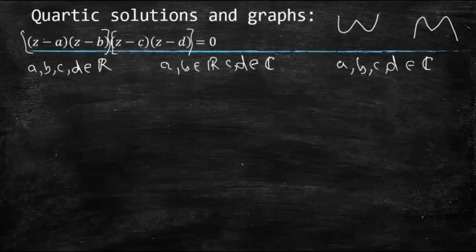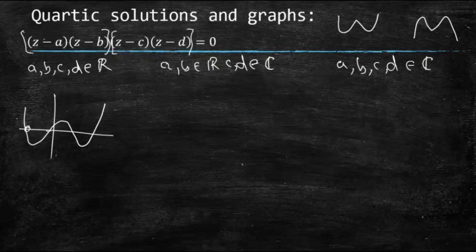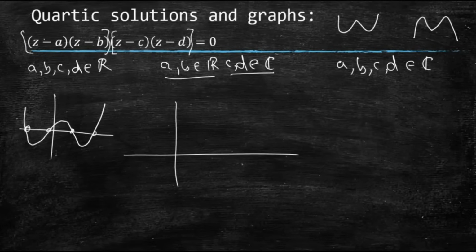So if this was the case, A, B, C, D real, then the curve would look like this, where it crosses the x-axis four times. And it could be the other way around as well, depending upon the coefficient of z power 4. Now, two real and two complex. Let's move on to two real and two complex. So in this case, it cuts the x-axis twice, like this.